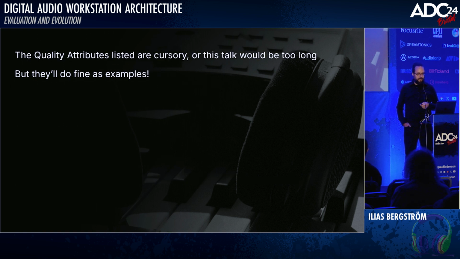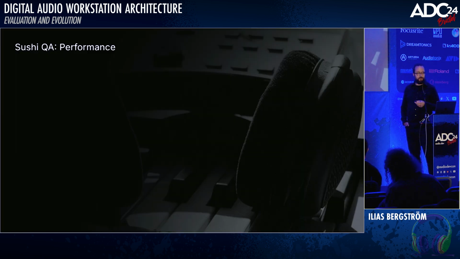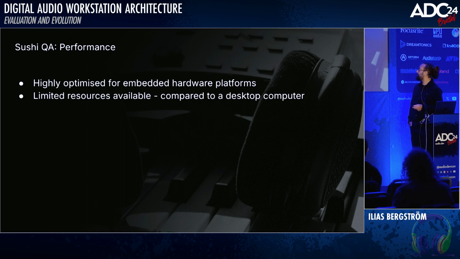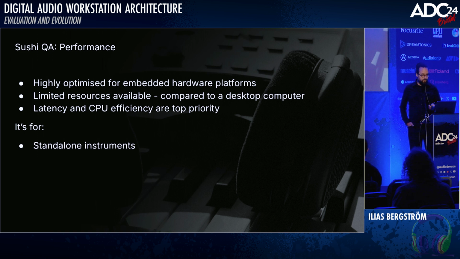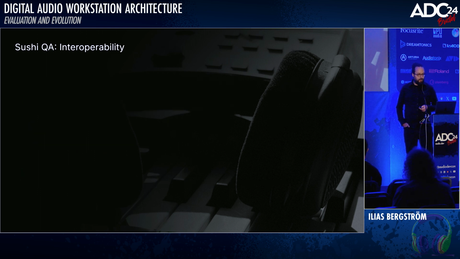So I could add, of course, this is a conference talk. The quality attributes that I will be discussing are cursory. It's all that I have time for, but they do fine as examples. I'll start with the ones for Sushi. Sushi is highly optimized for embedded hardware platforms. It has limited resources available compared to a desktop computer. Latency and CPU efficiency are the top priorities. And it's for standalone instruments, effect pedals, PA speaker arrays, or even wearable devices like headphones.